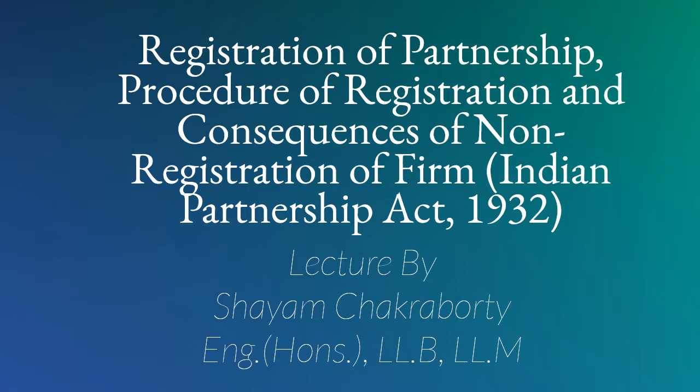It should contain the name of the partnership firm, name and address of all partners, place of business, that is, the address of the main and also that of the branch offices, the duration of the partnership, date of joining of the partners, date of commencement of the business of the partnership firm, and so on. This is the first point, application to the Registrar of Firms in the prescribed form.